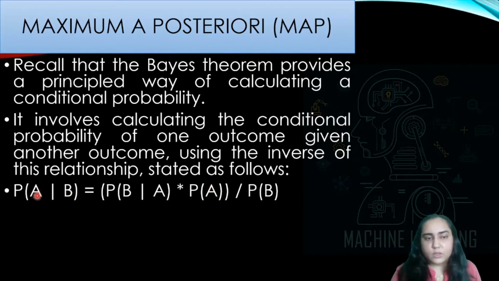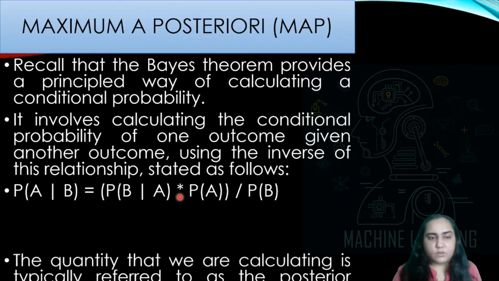like this. So you have P of A given B, which is equal to P of B given A into P of A upon P of B. This is nothing new. We have studied that before. We have seen this theorem, so nothing very new here.